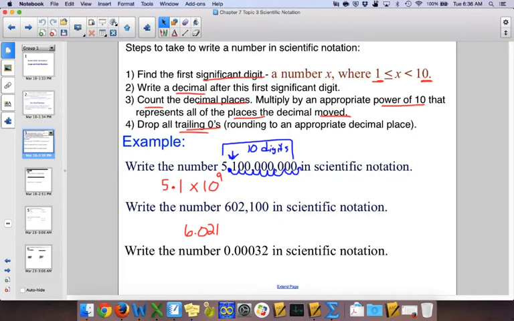6.021. So notice I got to include all the other significant digits here. Times 10 to the, well, I know it's a 6-digit thing, so that should be 5 power. Okay, and then let's look at a small number. This is a little different.